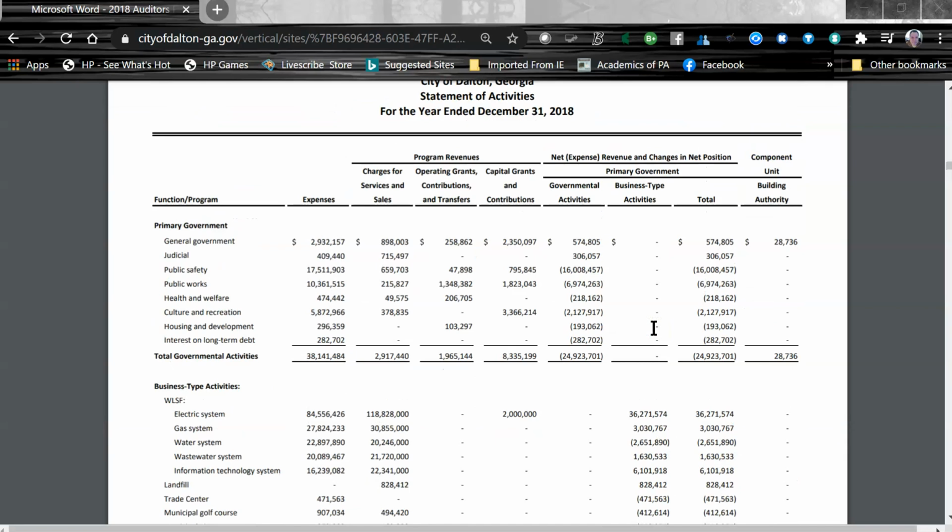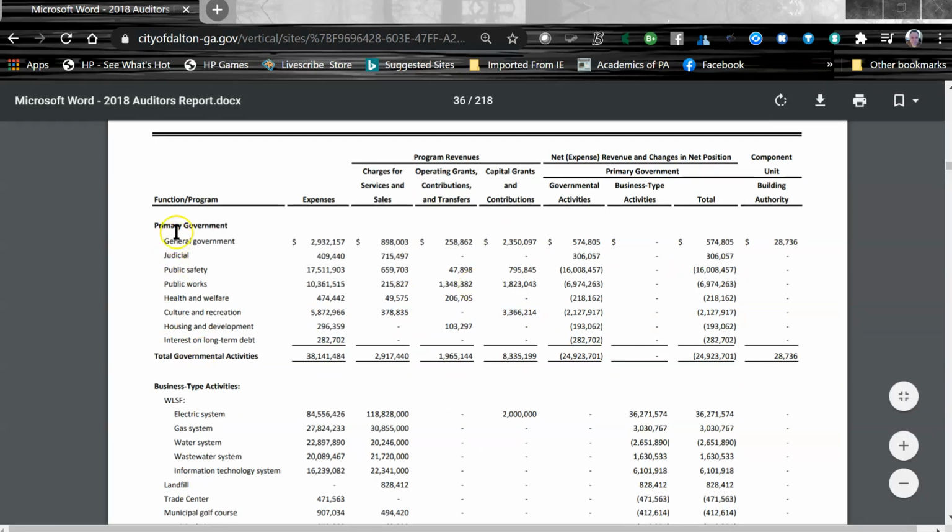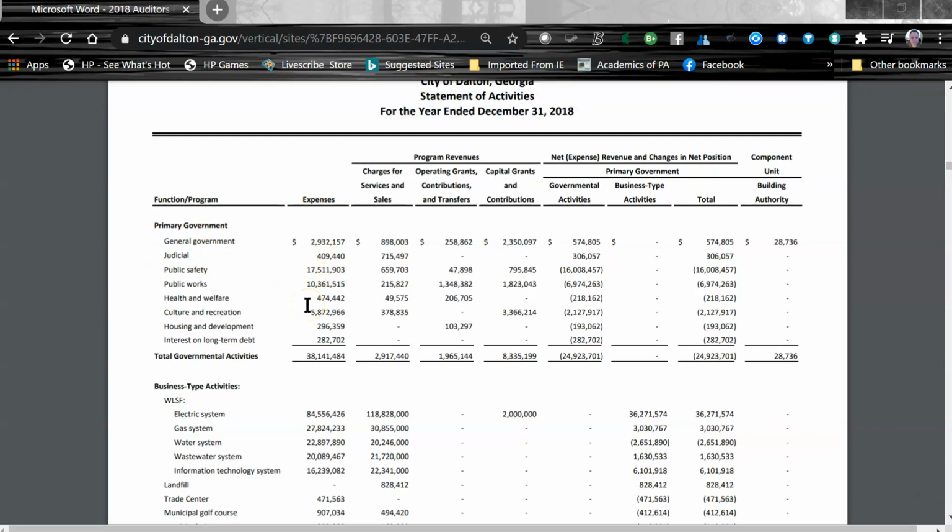We can jump over here to the statement of activities. Now, this is a big difference. This is very different than the income statement you're used to seeing, and that's because we report by function or program. So you don't see it organized the same way. And then look, you see your expenses are all lumped together, and reported by either function or program. And so like for the general government, we report expenses of $2.9 million.